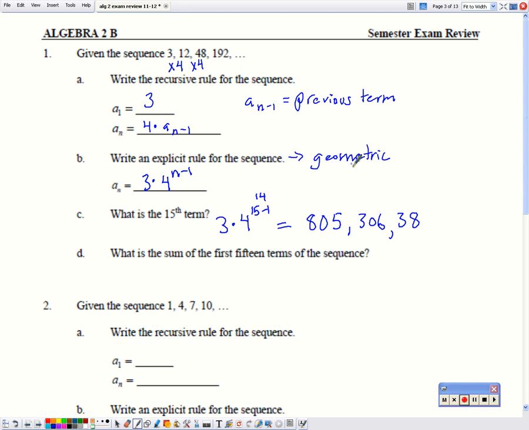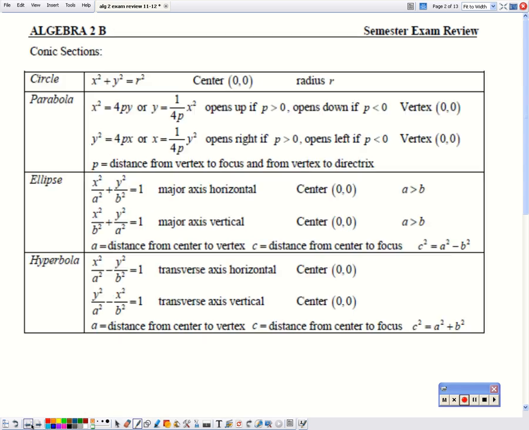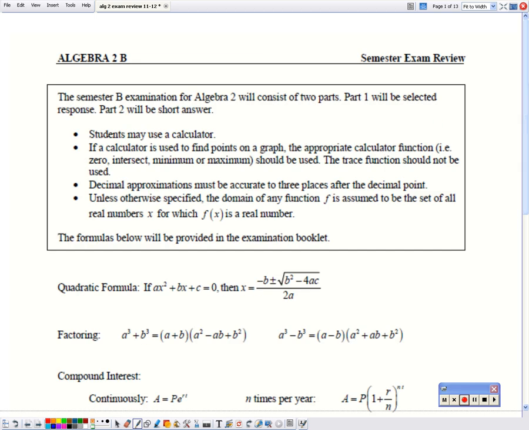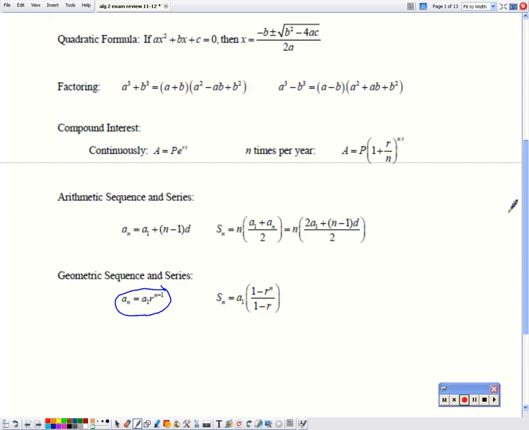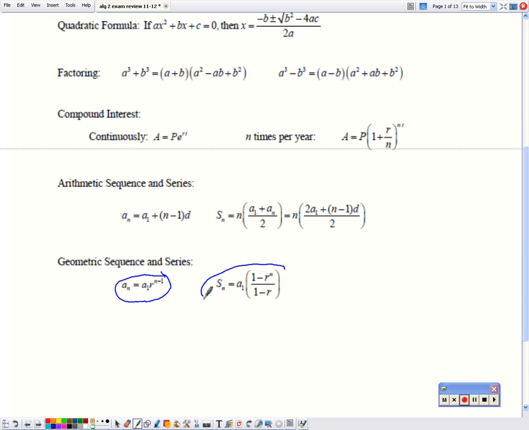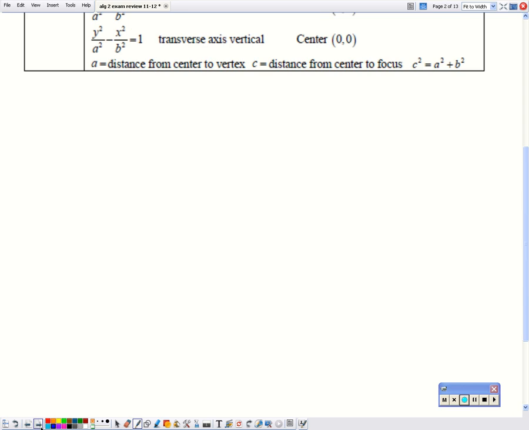What is the sum of the first 15 terms of this sequence? Well, again, we want to remember that this is a geometric sequence. And we now need to use the formula for sum of a geometric sequence. So I'm going to go back to my formulas. And there's sum of a geometric sequence. First term times, in parentheses, 1 over the ratio raised to n divided by 1 minus the ratio.